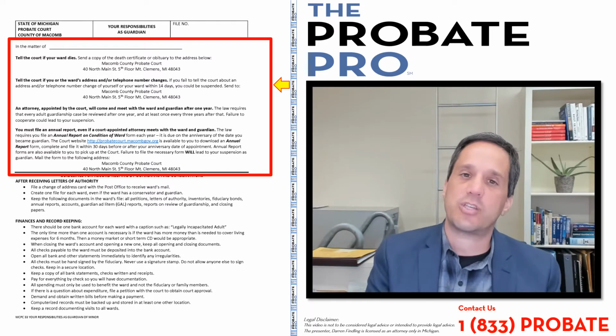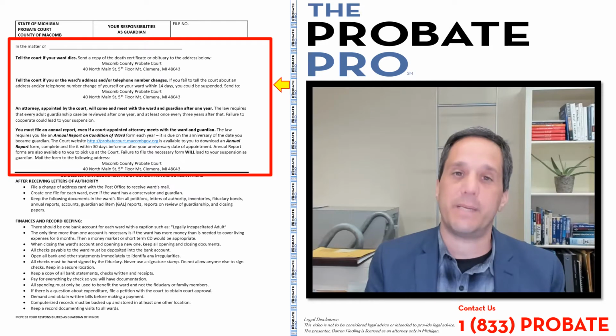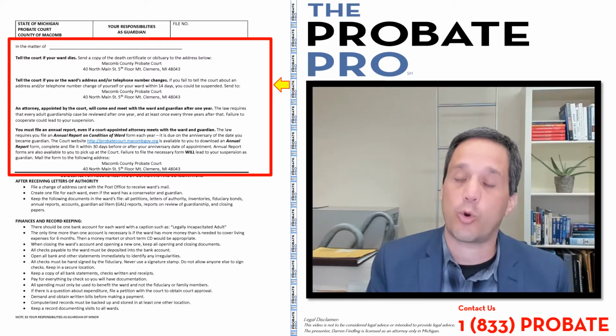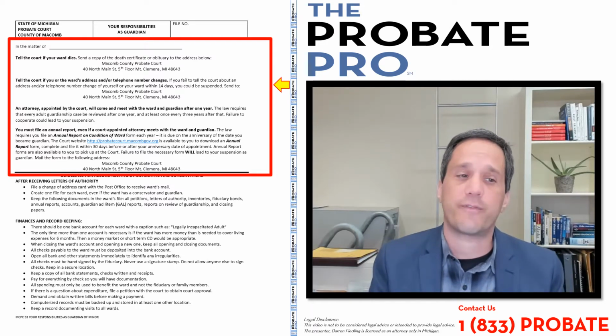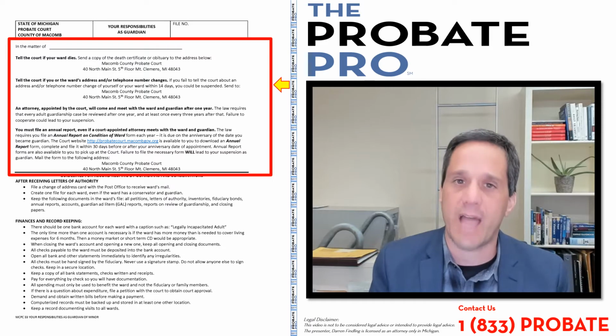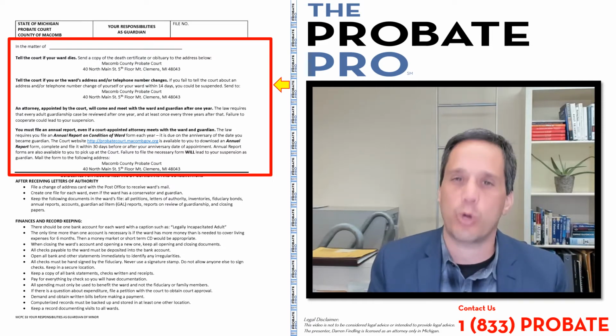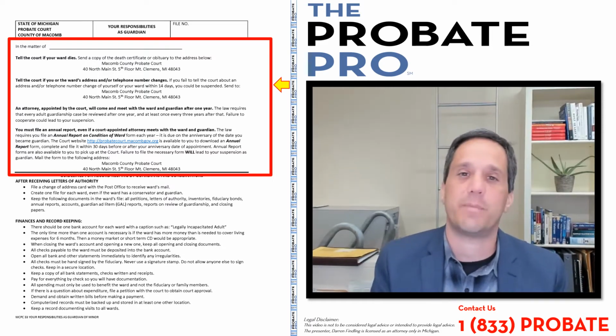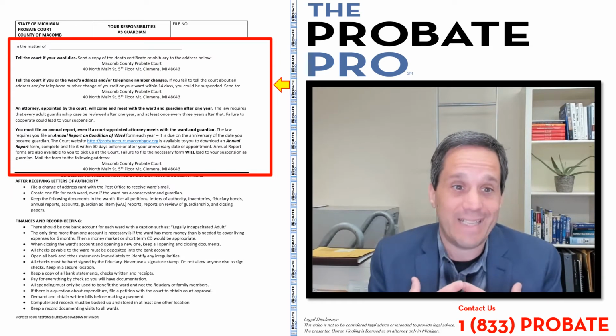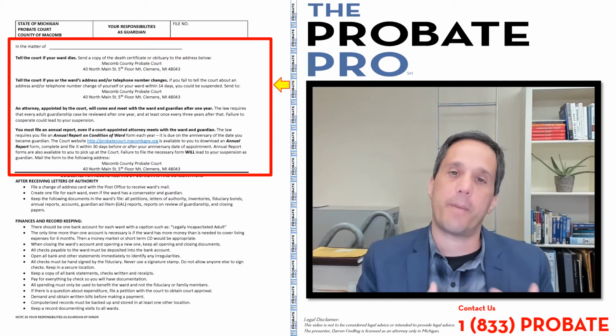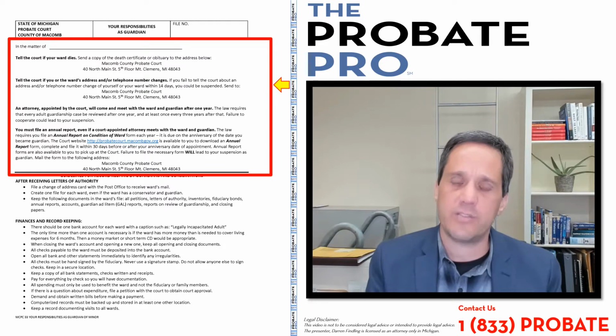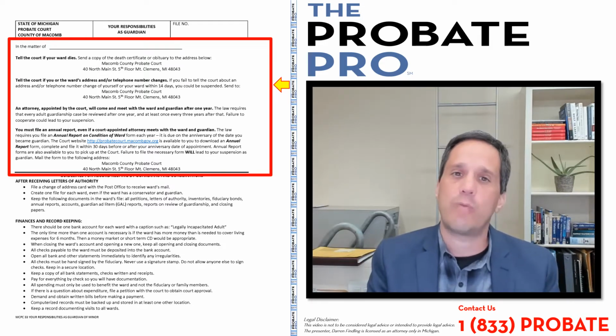This section here gives some of the basic pieces of information that are really important that the court wants you to be aware of. So first, it says, tell the court if your ward dies. Now, again, they use the word ward, which is really unfortunate because a lot of people don't even know what that means. The ward is the individual upon which the guardianship is on behalf of. So rather than identifying them with those terms, they use the term ward.